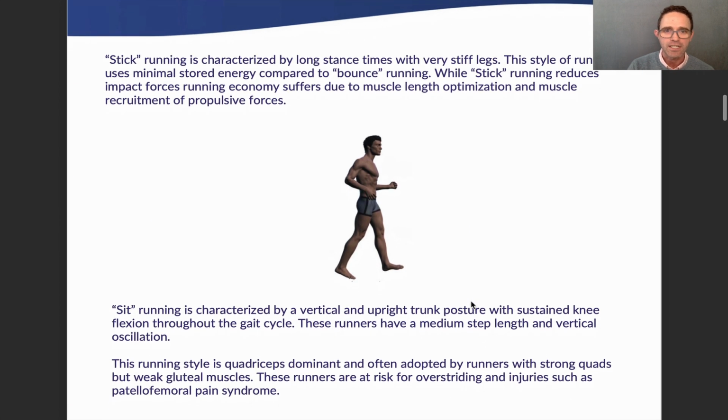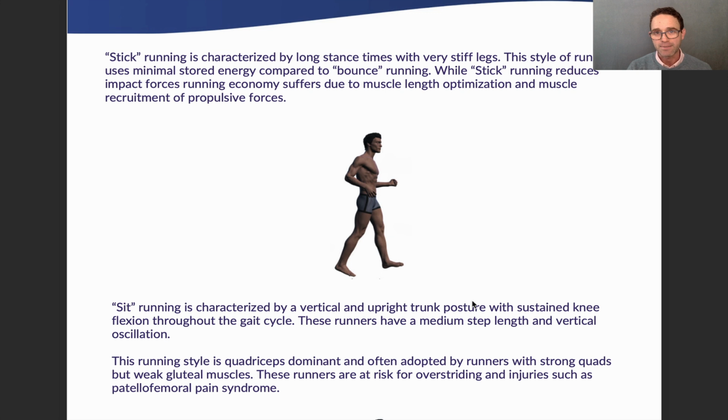So stick running is going to be characterized by long stance times, as we mentioned before. These are very stiff legs. Now, this is using minimal stored energy. So unlike bounce, it's on the other spectrum, we're not going to be going up and down in the stride a lot. There's not going to be a lot of vertical displacement. However, this is going to reduce impact forces. Lastly, running economy is going to suffer. This is because you're not optimizing the use of the muscles, and you're not going to be actually able to recruit the propulsive forces of these muscles because you're not really getting through the whole stride.